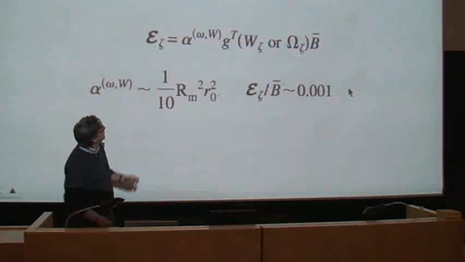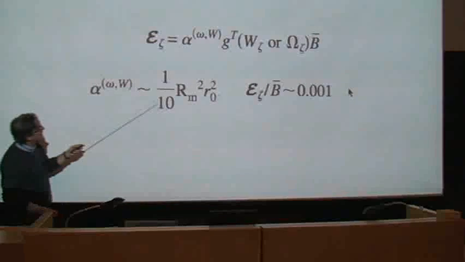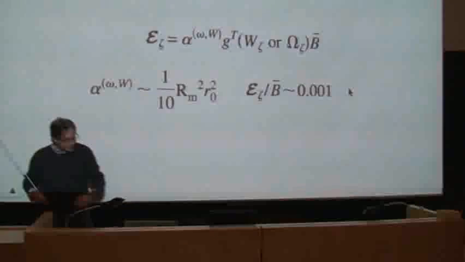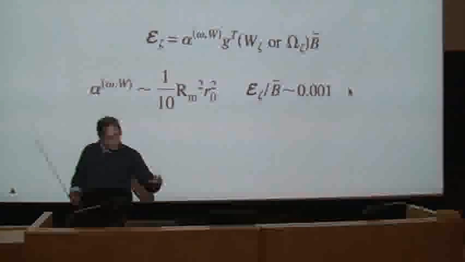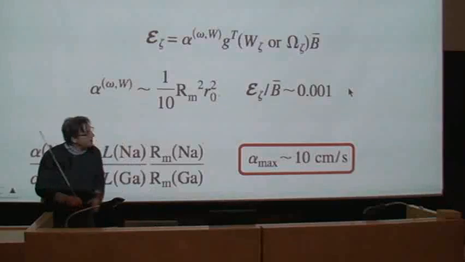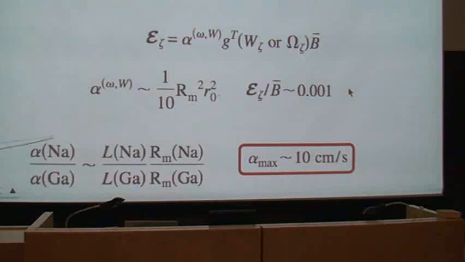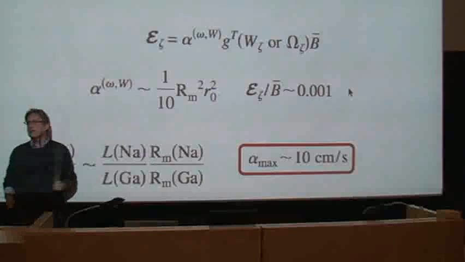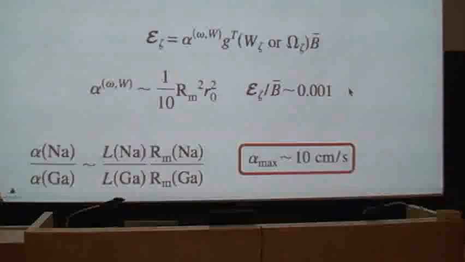So, it's this term here, and it's just what I said. It buys you an order of 10 to the minus 3 result. So there is an effect, and if you trust that effect and you try to scale gallium to sodium, how much of the alpha effect you would expect in a sodium experiment like the one in Cadarache, this is alpha equal to 10 centimeters per second. Okay? I want you to remember that order of magnitude.